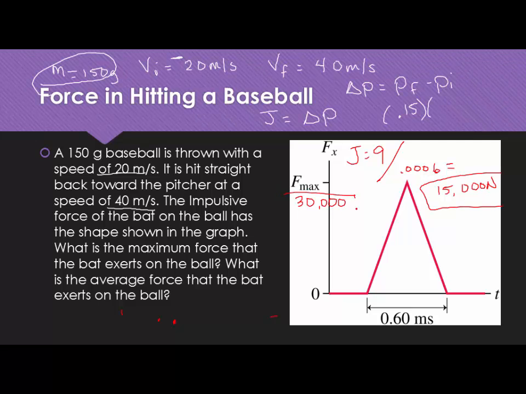Again, this was another scenario where the average was exactly half of the maximum. I think that's always going to be the case if you have a nice little triangle like this, but if your shape is not a perfect triangle, that might not be the situation. All right, and that is it.